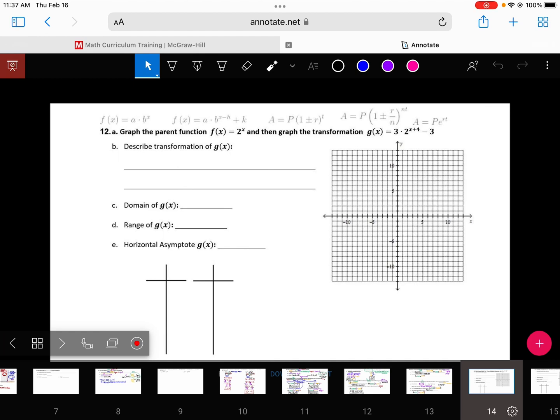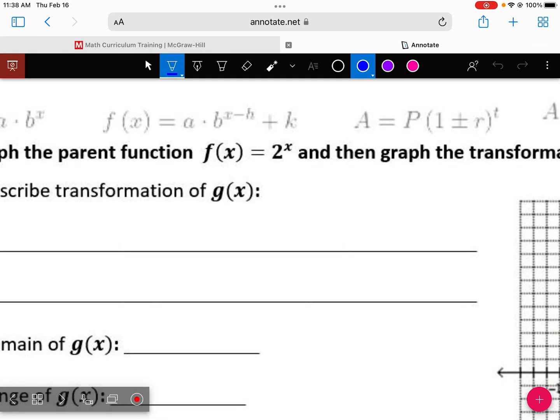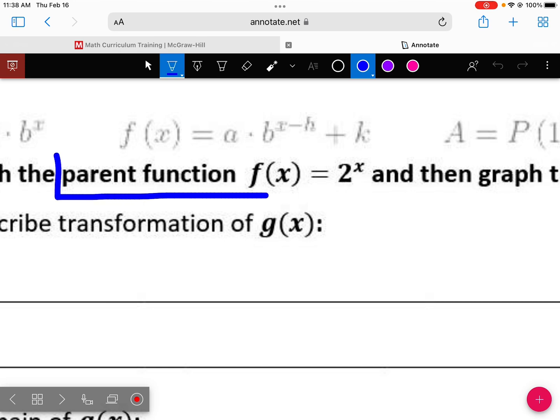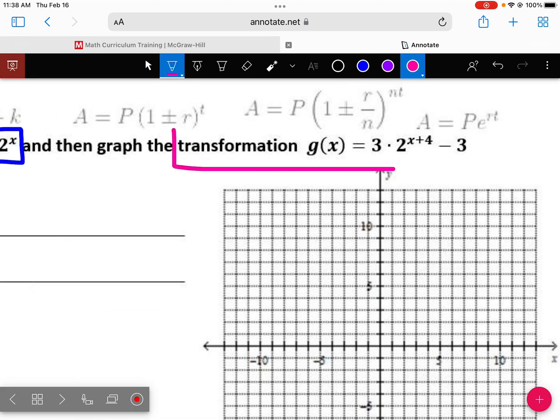First thing we're going to do is answer questions B, C, D, and E, and then we'll do these two graphs. So first thing I want to do is identify which one of these is the parent. They tell me right here, the parent function. And then over here, I've got my transformation. When I describe the transformations from the parent, I will only describe things that are different from the parent.